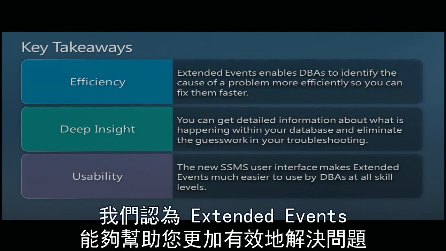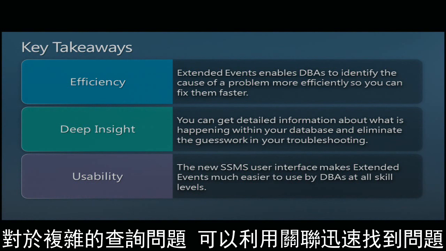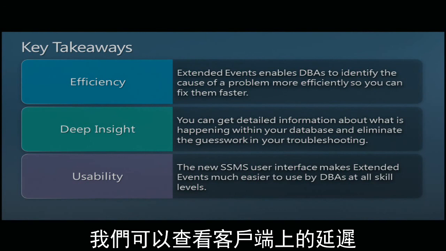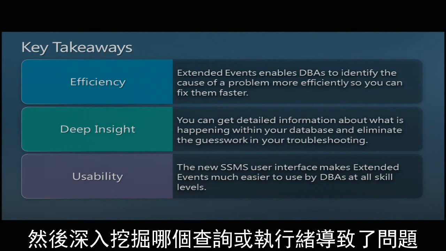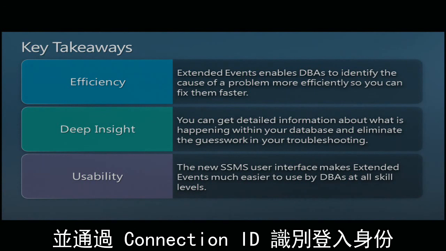And we think that extended events is going to make you much more efficient at that, whether it's in Always On, where you can use the default logging to very quickly identify the problem, all the way to these very complex query problems, where you can very quickly, through the use of correlation from your client, say, oh, this is the problem where the client saw the delay. I can drill right into which query and which thread caused the problem and see very quickly what was happening on that thread, or identifying the logins with the connection ID.